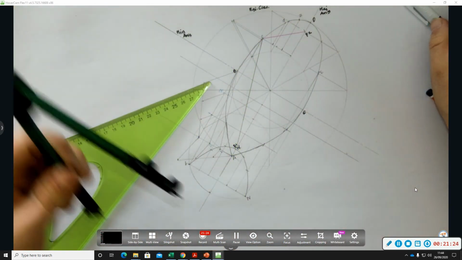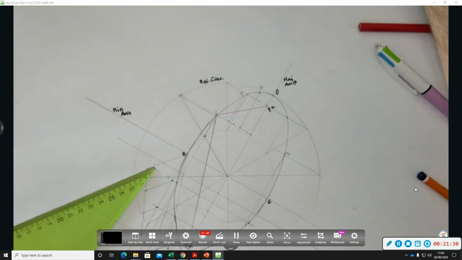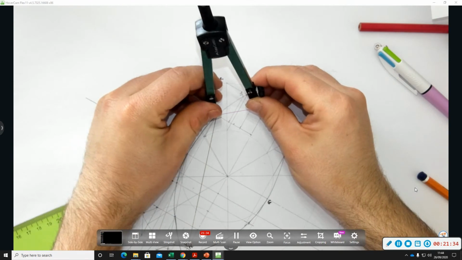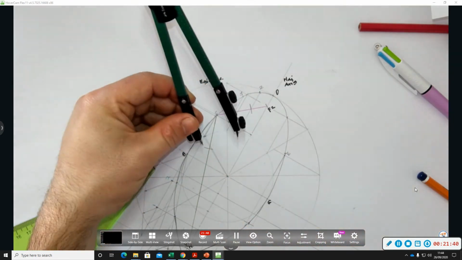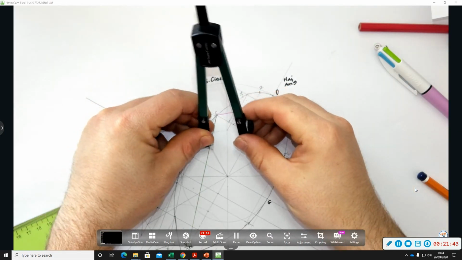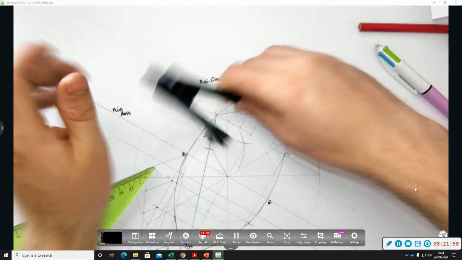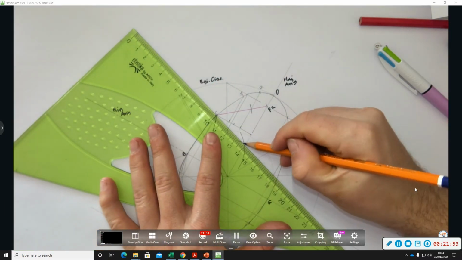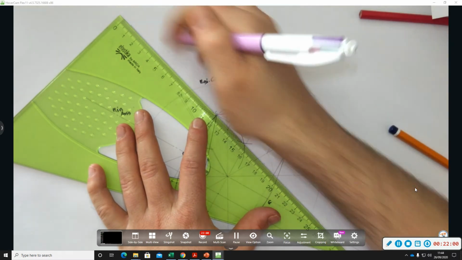I'm going to get a compass and bisect that angle there. So I'm going to take my compass, set it to any radius, and swing an arc on both branches or arms of the angle. Move your compass to both arcs. Don't change the radius. Swing this arc here, this arc here, and then this is your normal here. So that's your normal.